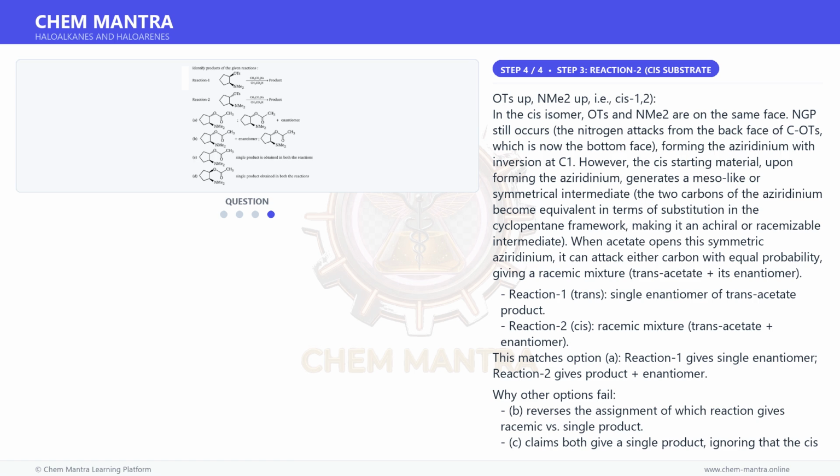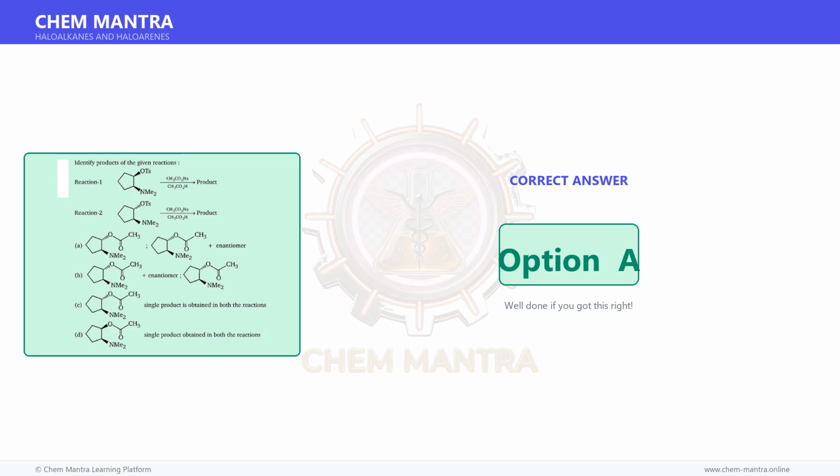Why other options fail? B. Reverses the assignment of which reaction gives racemic versus single product. C. Claims both give a single product, ignoring that the cis substrate gives a symmetric aziridinium leading to racemization. D. Shows no stereochemistry and claims a single product for both, which is incorrect. Therefore, the correct answer is option A.